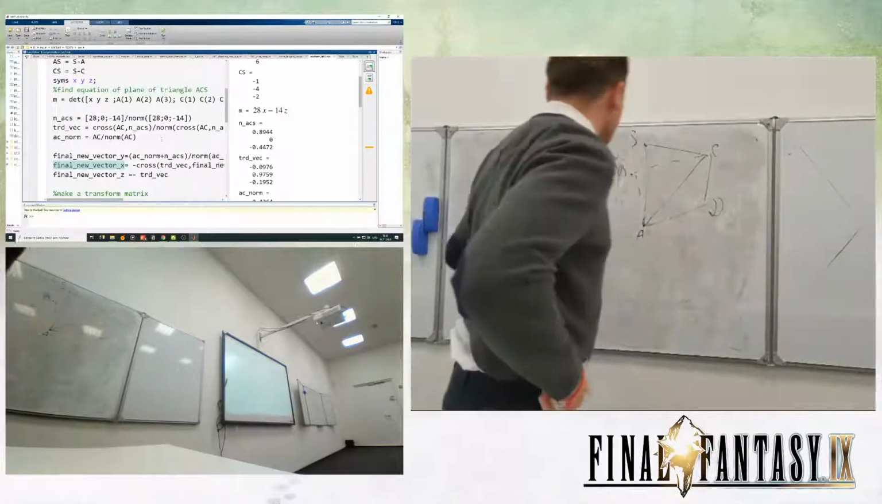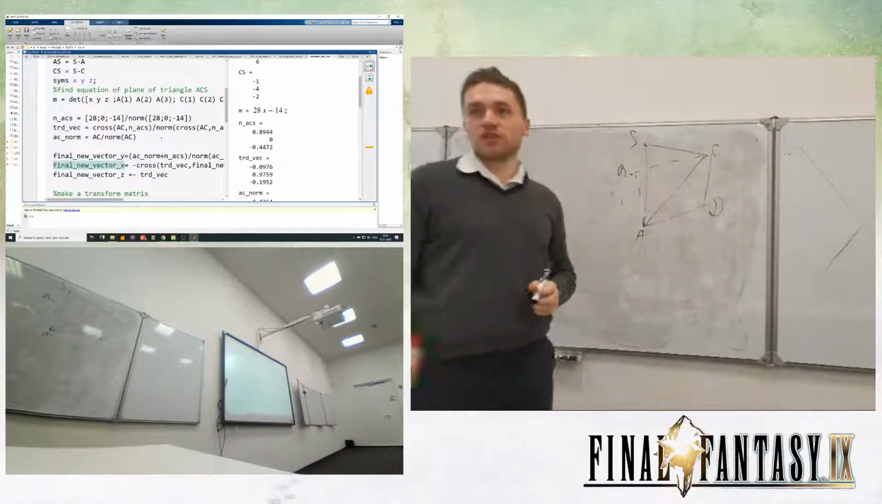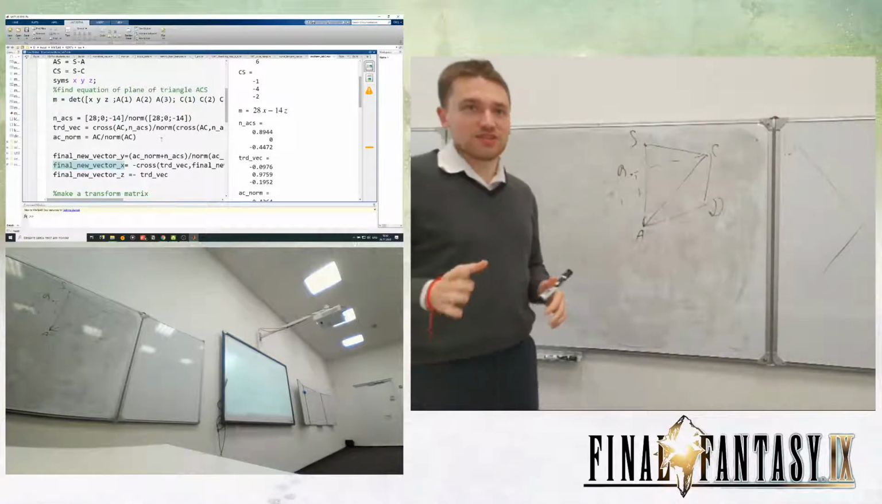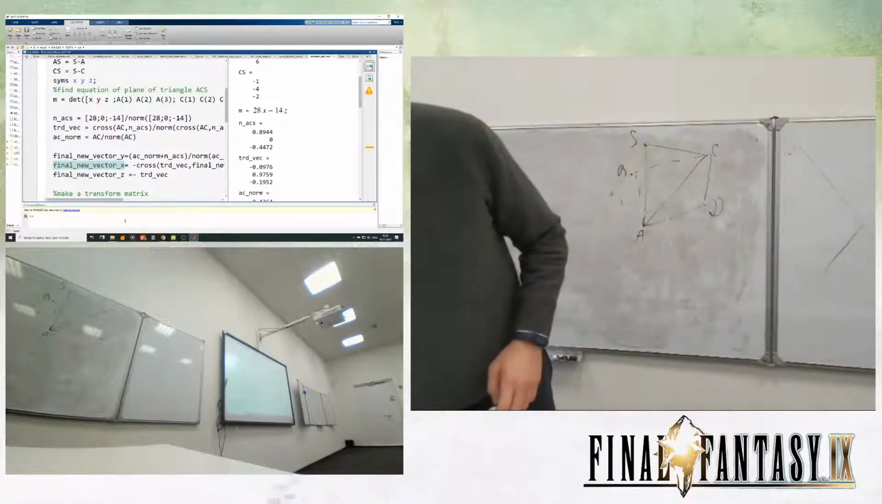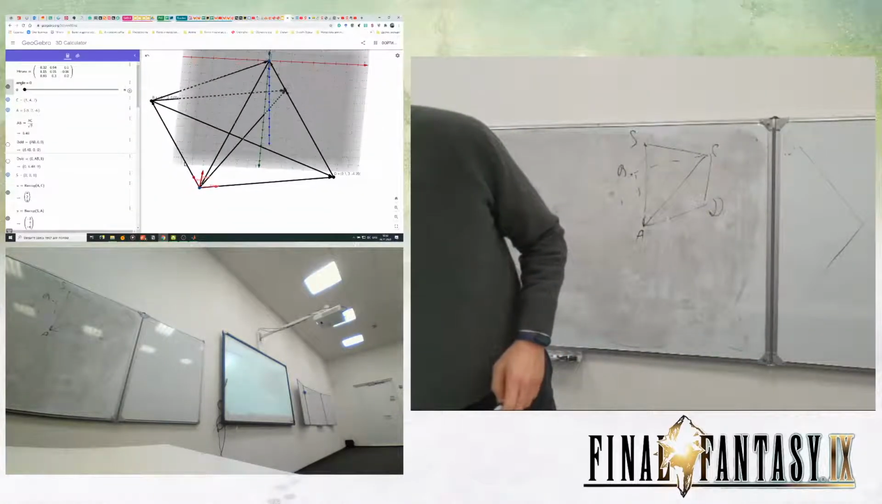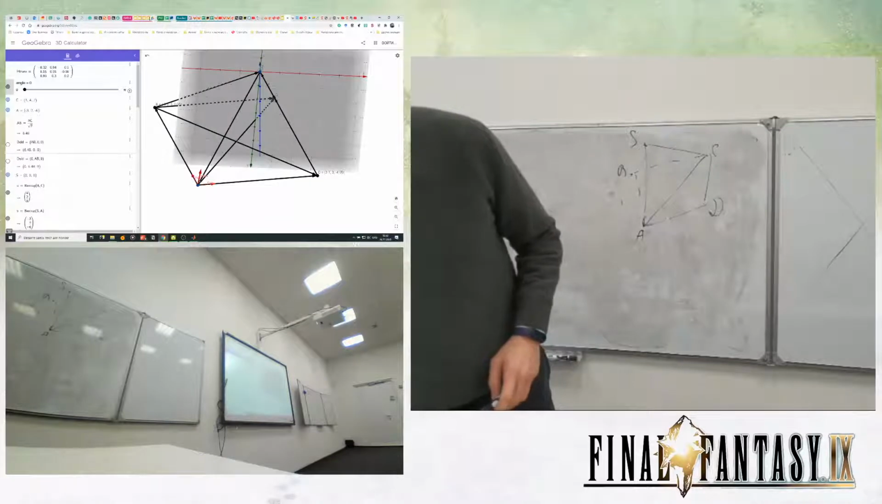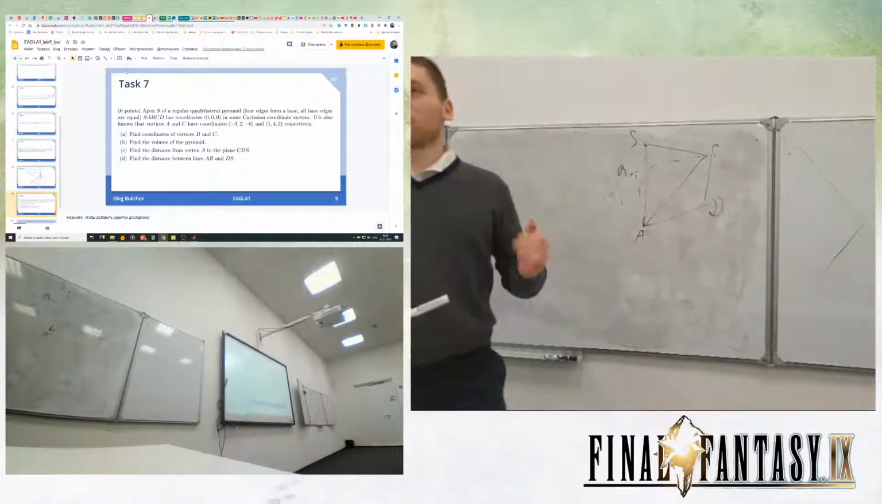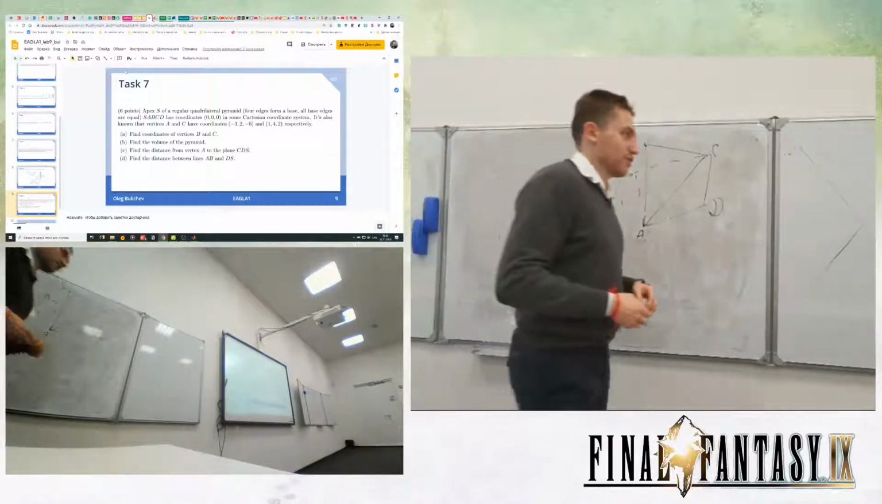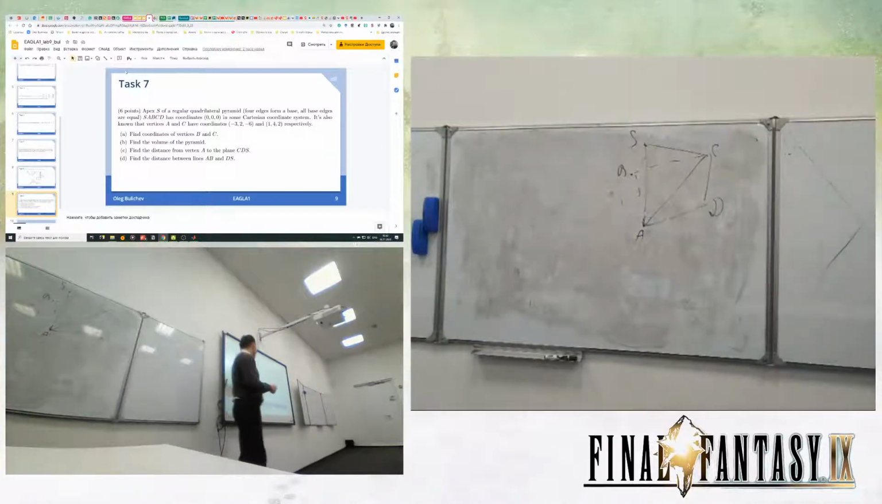Okay. So I explained Simon's task. It seems that it should be good if I explain again. So 7th task. There was a problem. Originally, I didn't know that for a regular quadrilateral pyramid, the word regular should also be considered, that we have equal lateral edges.